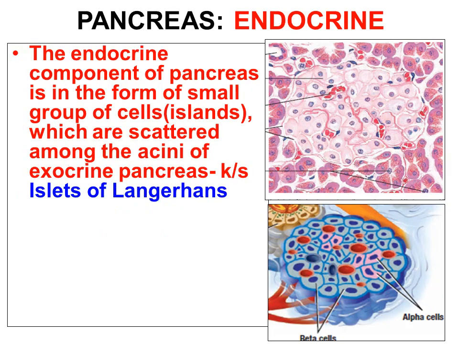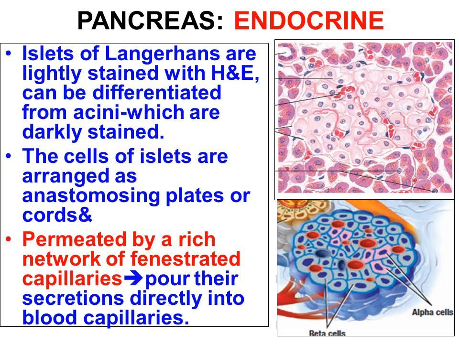The endocrine component of the pancreas is in the form of rounded collections of cells that are embedded within the exocrine part. These collections of polyhedral cells are called the pancreatic islets or the islets of Langerhans. They are most numerous in the tail of the pancreas. Each islet is separated from the surrounding alveoli by a thin layer of connective tissue. The pancreatic islets are lightly stained with H&E and can be differentiated from acini, which are darkly stained.